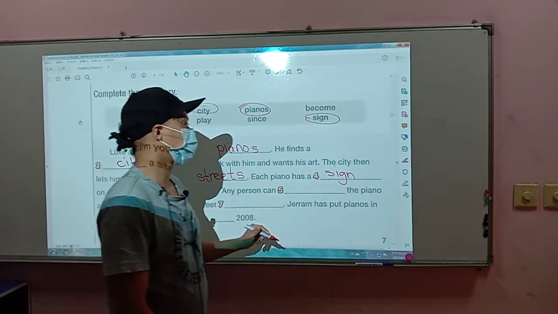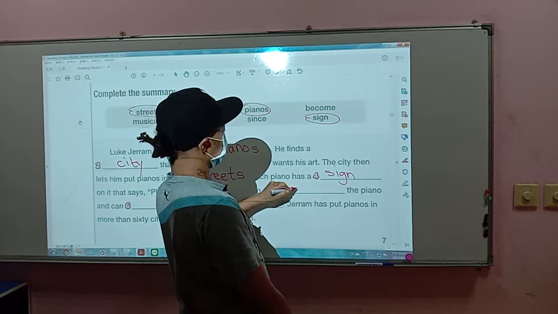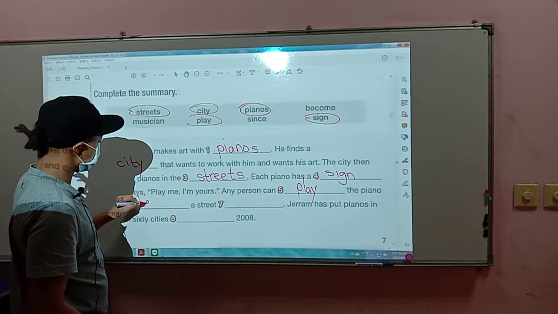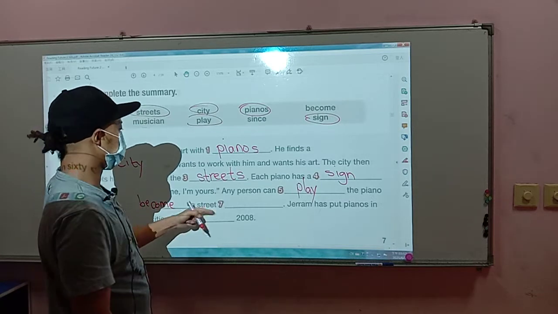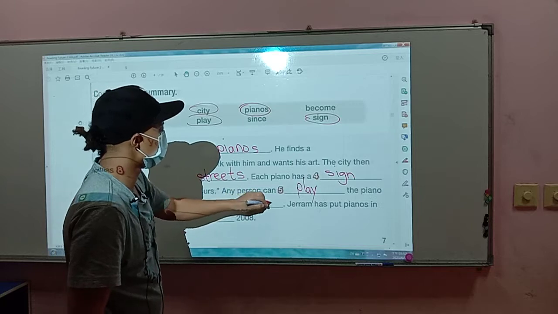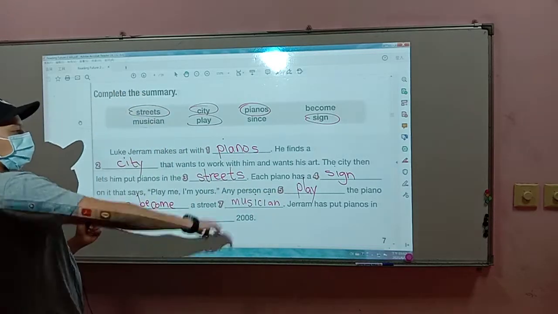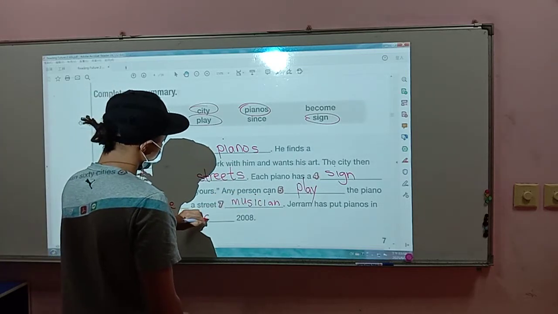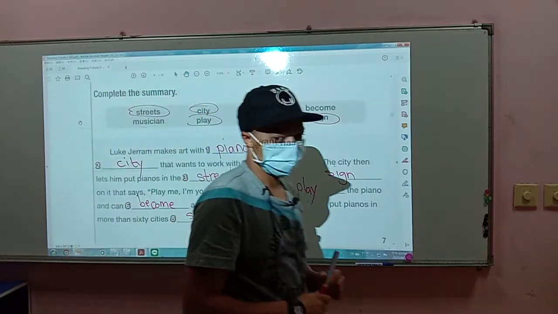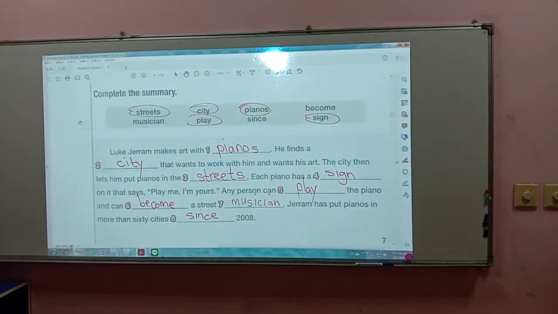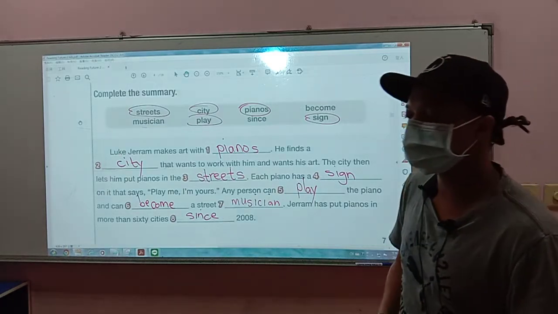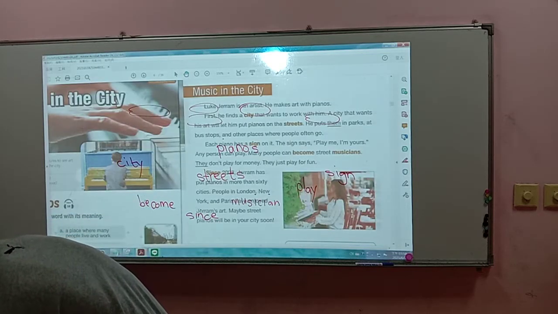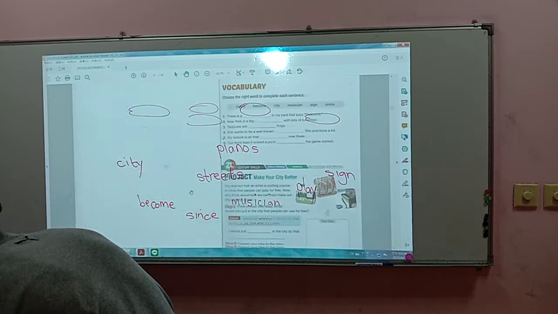Any person can play the piano and can become a street musician. Jerome has put pianos in more than 60 cities since 2008. Okay, so that was the first 2 units. Now we're going to do Unit 3, boys and girls. So let's turn our books to Unit 3, online guitar lessons.